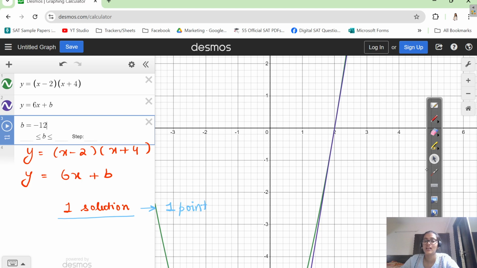But the point is, DESMOS is God. Always use DESMOS for solving system of equations.